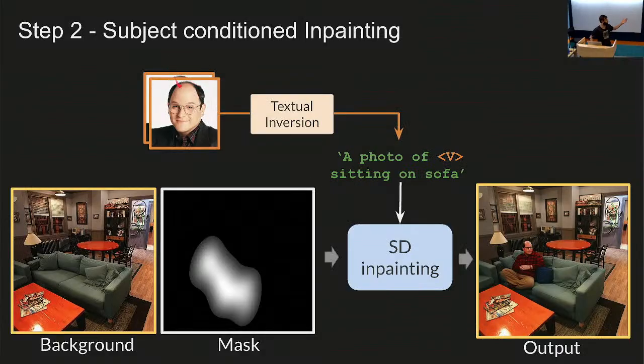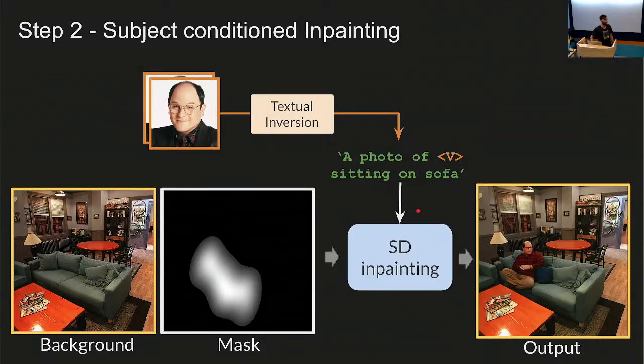Then you do something like precise control: given 1 or 3 to 5 images of that person, learn some embedding, and then you say a photo of that sitting on sofa. Instead of doing generation, now you are doing in-painting. So in the in-painting prompt, you modify the prompt with a V embedding, and then it will generate that person.